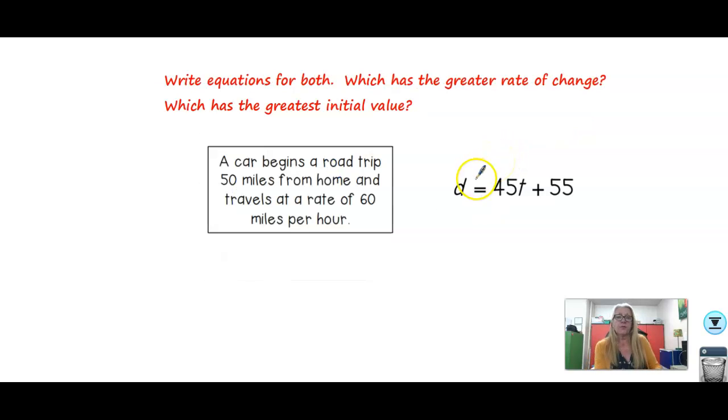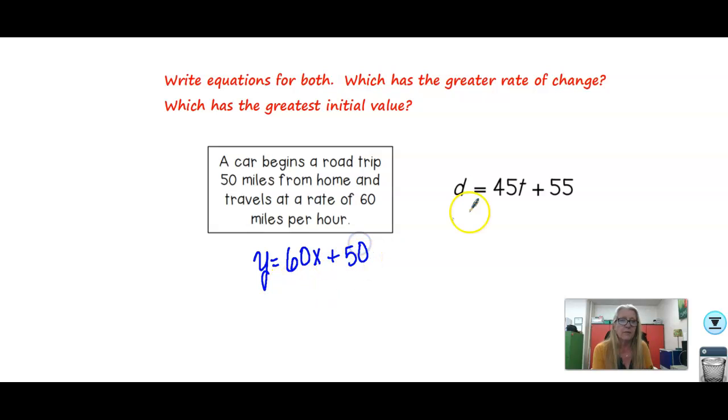All right, this one has a word problem. A car begins a road trip 50 miles from home and travels at a rate of 60 miles per hour. They've given you the rate of change. That's negative 60 because it's traveling at negative 60 miles an hour. No, not 60. I was thinking this was like the one where the girl was decreasing her distance. That's not what this is. We're trying to see how far away it's going to be. So the car is traveling 60 miles an hour, and it starts 50 miles from home.